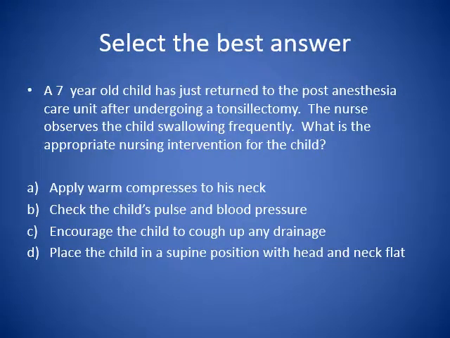So a 7-year-old child has just returned to the post-anesthesia care unit after undergoing a tonsillectomy. The nurse observes the child swallowing frequently. What is the appropriate nursing intervention for the child? A. Apply warm compresses to his neck. B. Check the child's pulse and blood pressure. C. Encourage the child to cough up any drainage. Or D. Place the child supine with his head and neck flat.